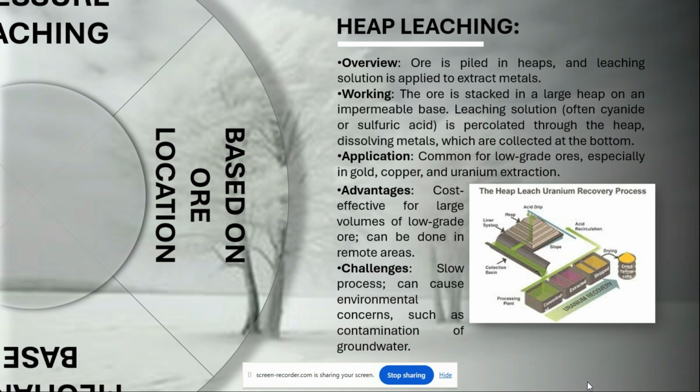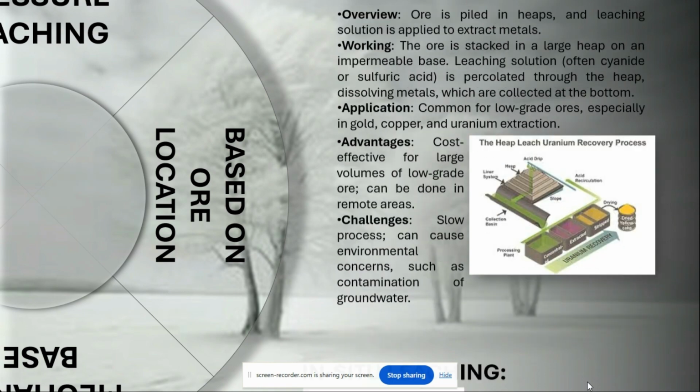The challenges that we generally face in heap leaching include environmental concerns, such as contamination of groundwater, and the safety concerns of the workers working there.